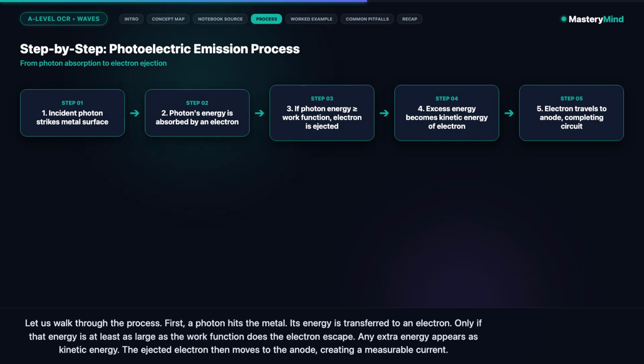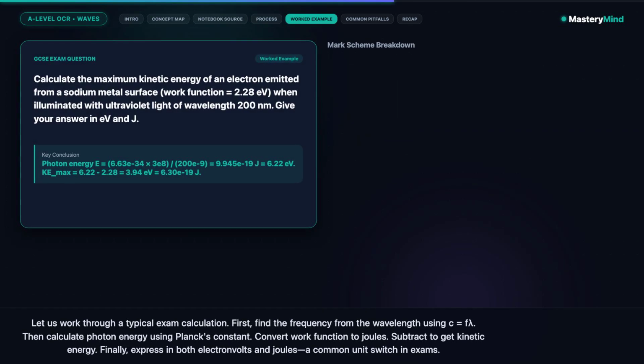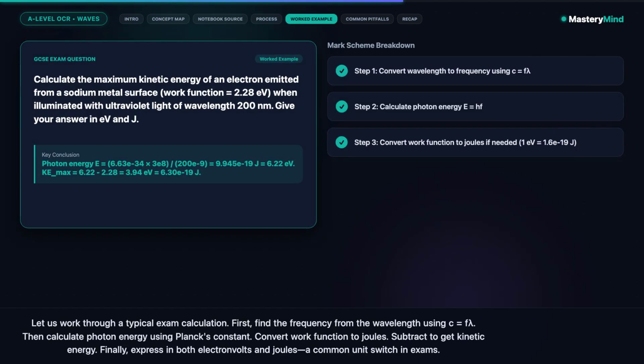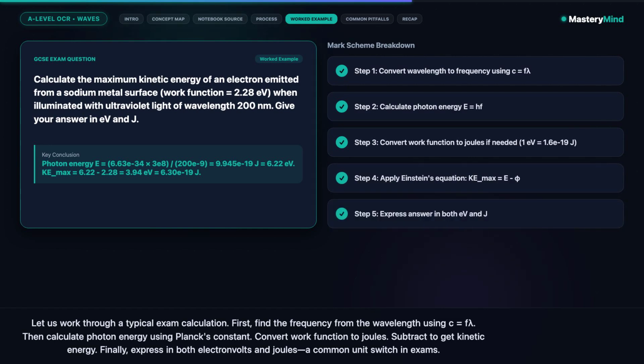Let us work through a typical exam calculation. First, find the frequency from the wavelength using c equals fλ. Then calculate photon energy using Planck's constant. Convert work function to joules. Subtract to get kinetic energy. Finally, express in both electronvolts and joules, a common unit switch in exams.